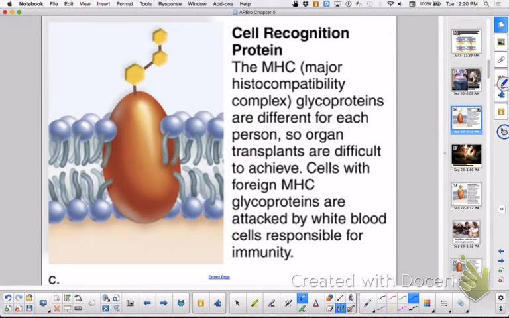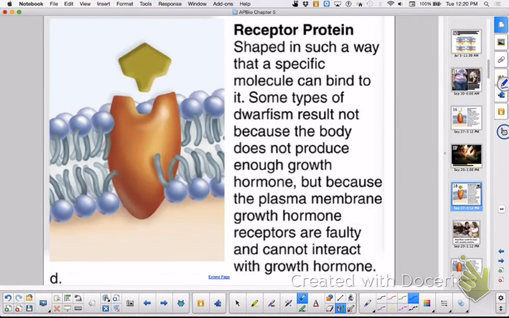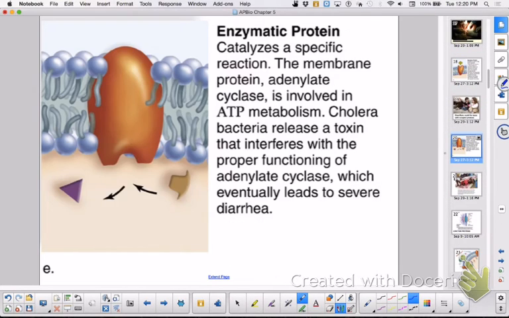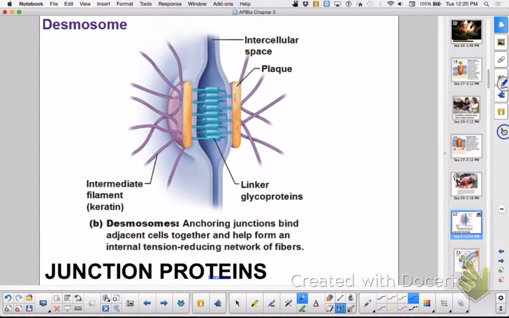We talked about cell recognition with your glycocalyx. We talked about receptor proteins. And we talked about how they can catalyze enzymatic reactions, and we also talked about junctions between. Okay, now we know the structure. I want to get across this membrane.